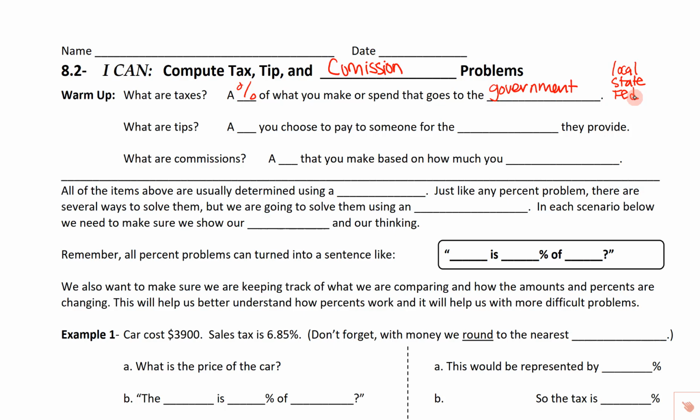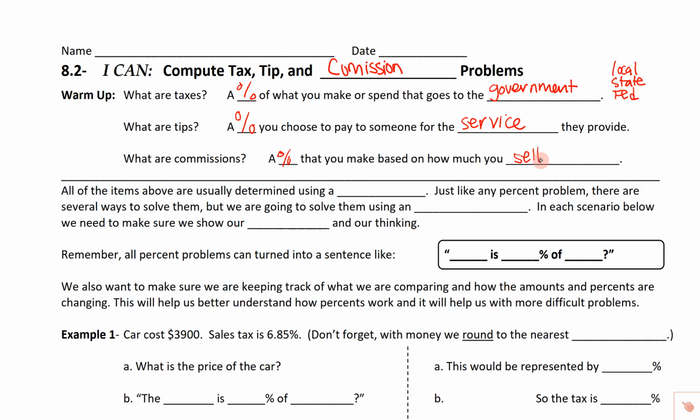The next term we're going to talk about are tips. So what are tips? Tips are a percent that you choose to pay to someone for the service they provide. So a lot of times when you go to restaurants and there is a waiter or waitress, you pay a tip to them. Commissions are different. A commission is a percent that you make based on how much you sell. So those are the different types of percents that we're going to talk about today: tax, tip, and commission.